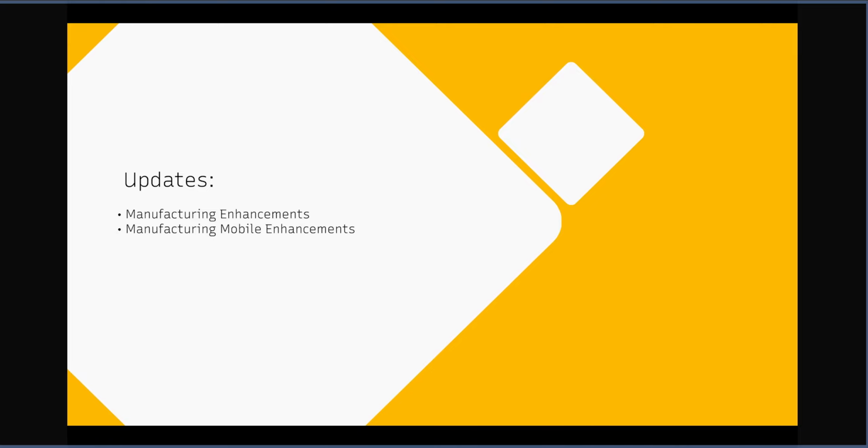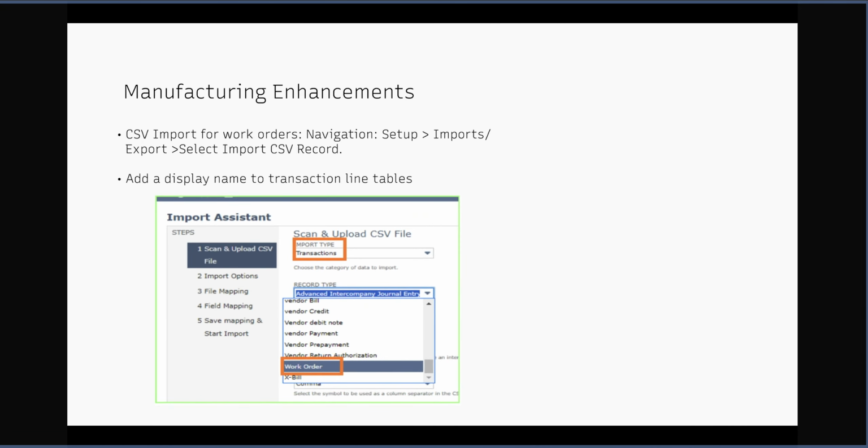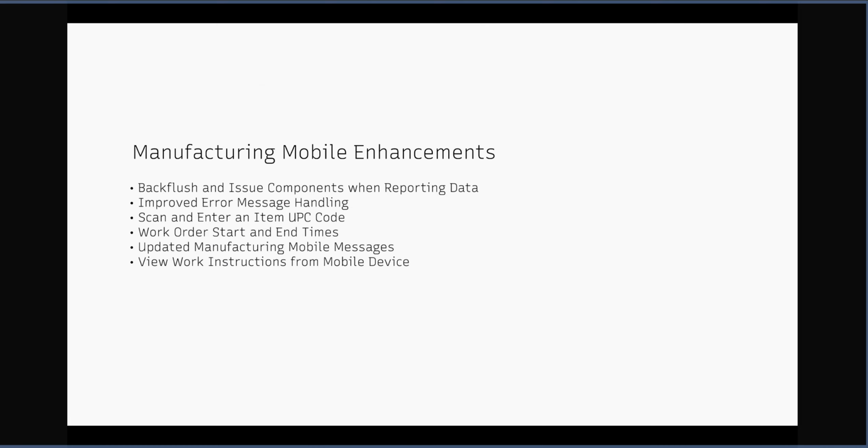Now we can do a CSV import for work orders, and we can add a display name to transaction line tables. You can just navigate to setup, import or export, and select import CSV records, and select the record type as work order to import the work orders into NetSuite.